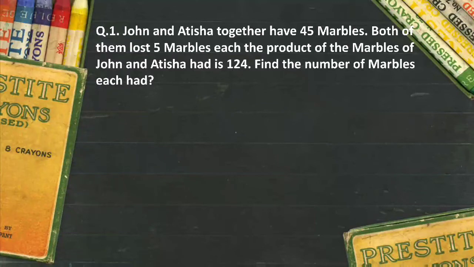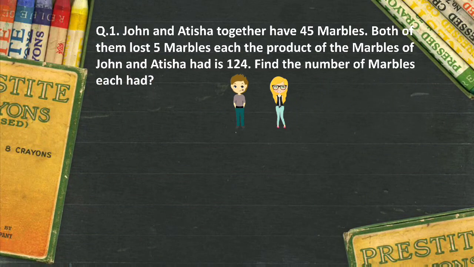John and Atisha together have 45 marbles. Both of them lost 5 marbles each. The product of the marbles John and Atisha had is 124. Find the number of marbles each had. So, first of all, two people, John and Atisha: if you add the number of marbles John has and the number of marbles Atisha has, together it will give you 45 marbles. We don't know how many marbles John has or Atisha has.